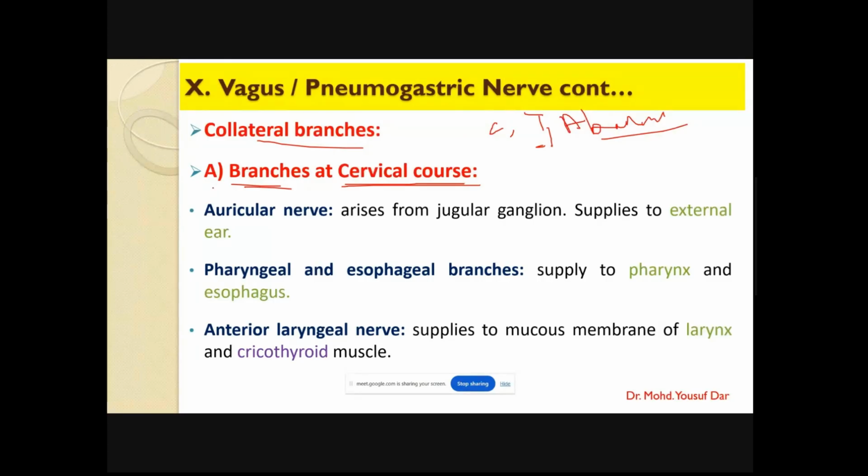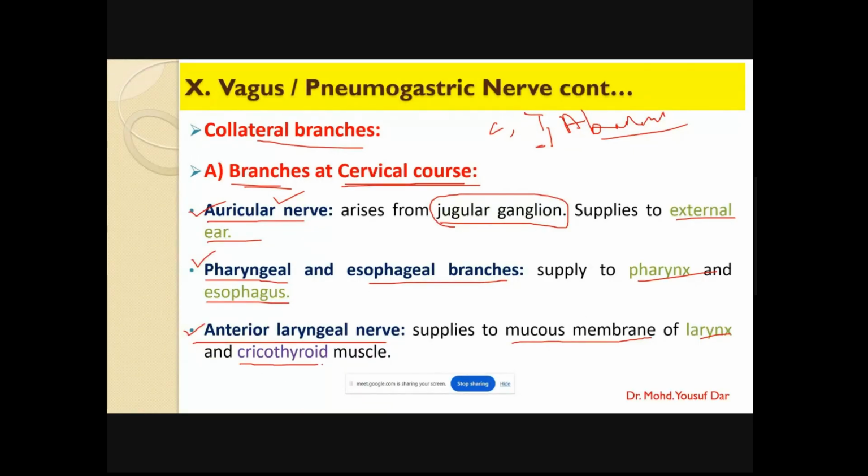So during the cervical course, the nerve that arises first is the auricular nerve. This auricular nerve arises directly from the jugular ganglion. From the name, it indicates that it supplies the external ear. Then we have pharyngeal and esophageal branches. This pharyngeal branch supplies the pharynx, and esophageal supplies the esophagus. Okay, second, then we have the anterior laryngeal nerve, which supplies the mucous membrane of the larynx and a single muscle, that is known as the cricothyroid muscle of the larynx.